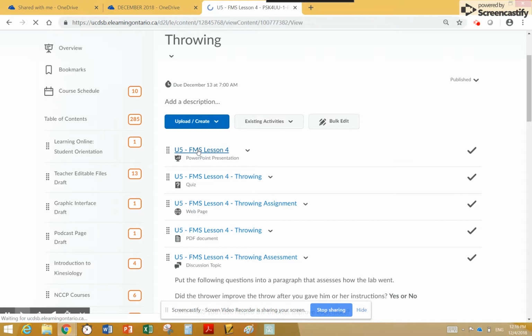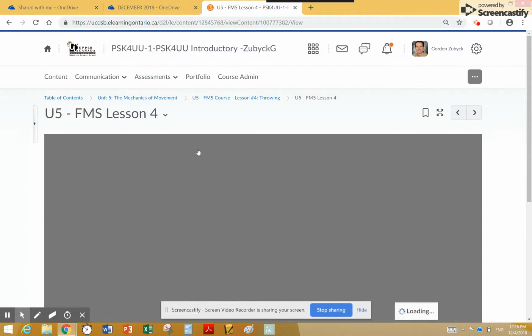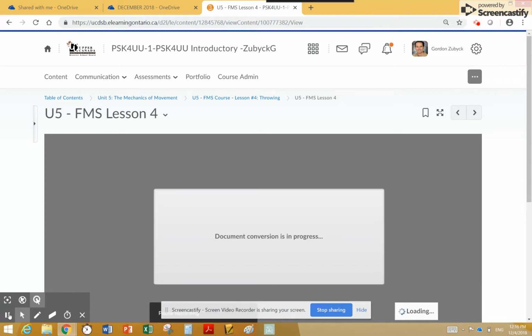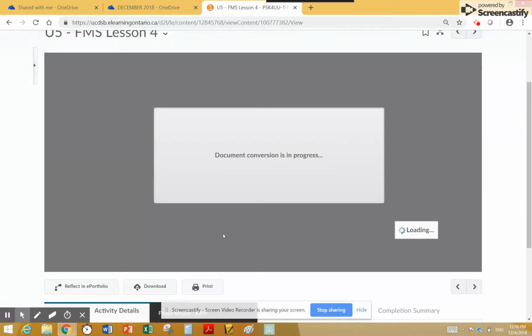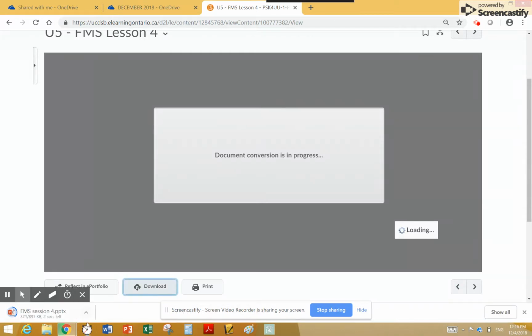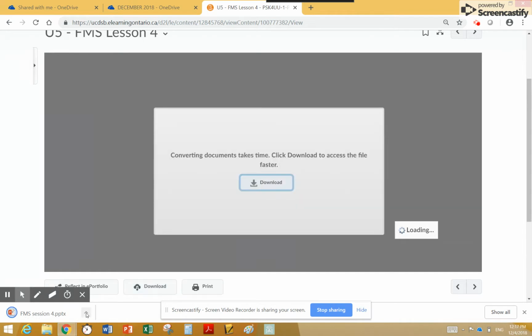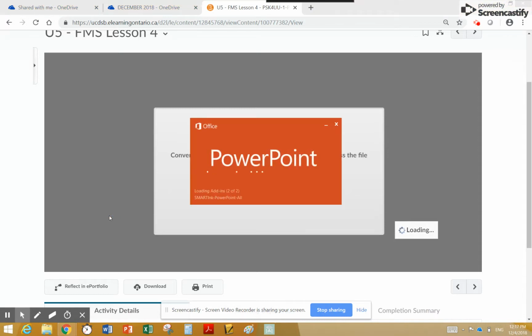So for this activity here, the PowerPoint presentation is going to provide you with a lot of the front-end information that you need. Just let it load. So if you have a situation like this where it's loading, it says document conversion is in process. If you hit download, it'll actually download that file to your computer. And then you can just click on open, and it'll open up for you this way. So again, if you're ever having issues getting files to open that way, click on download and it'll let you download those, and you can get at them a whole lot quicker than you would have the other way.